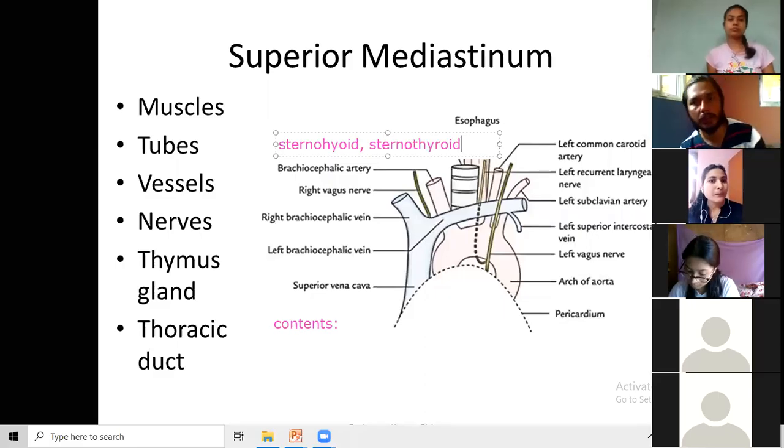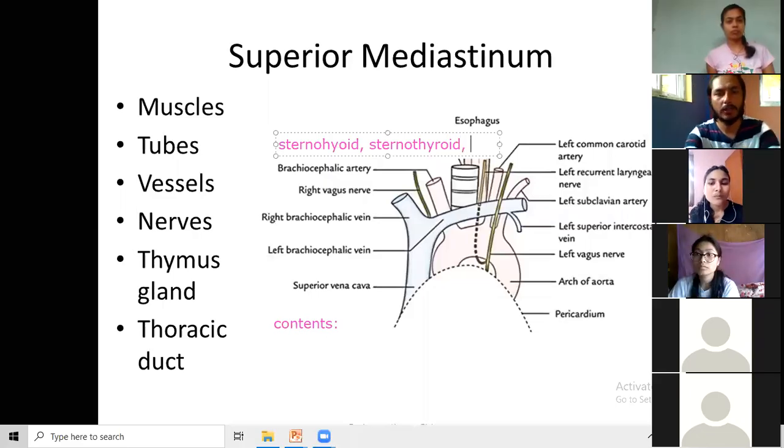Sternothyroid. So they are the major muscles you will see in this region. And you will also see the longus pollicis muscle, only its lower end. This is the part of longus pollicis you will see here. The whole muscle you will not see in this region, but sternohyoid and sternothyroid you will see.